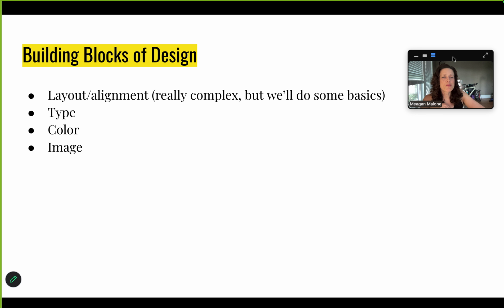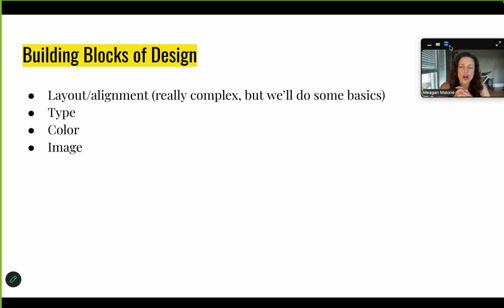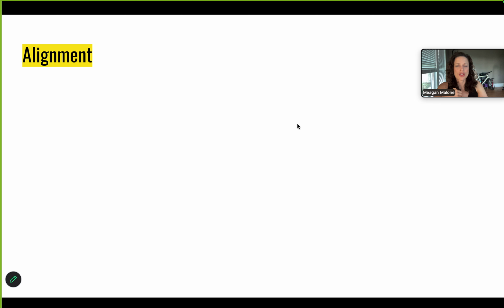So here are some of the building blocks of design. We're going to talk about layout and alignment, and that's quite a complex topic. Let me not just gloss over it. You're not going to become a graphic designer in this course, but we're going to learn some basic shorthand. We also want to talk about type, which is font or what the words are written in. We want to talk about color. So how do we think about the colors to use in our designs? And then, of course, image. So these are the building blocks of design, and we're going to focus on layout today.